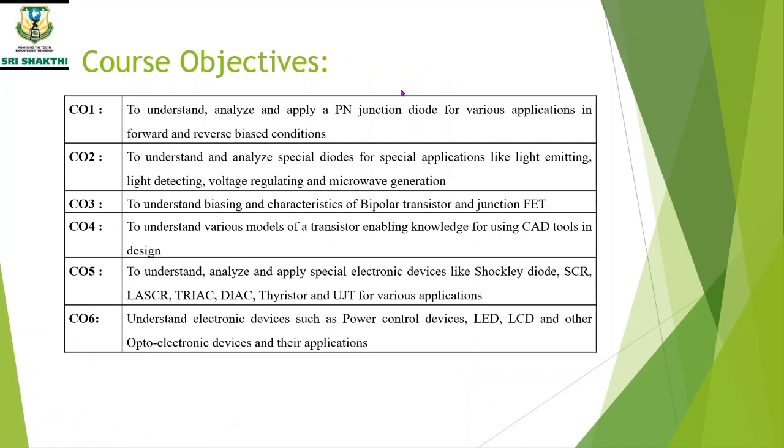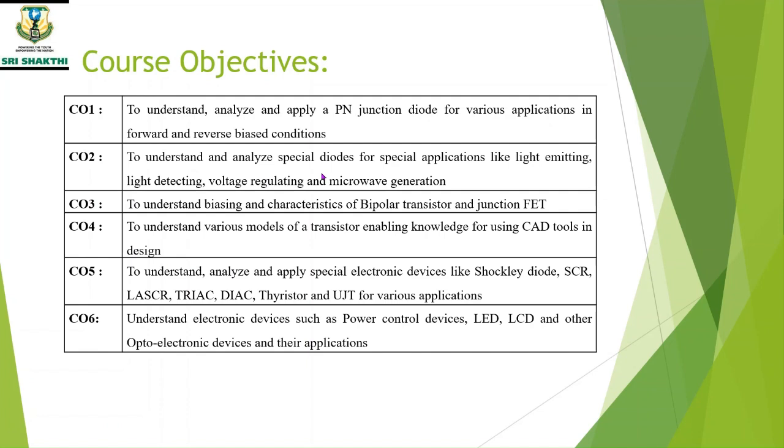So here we have defined the course objectives. Someone will ask you, what was the objective of the course electronic devices later, when you are in third year or fourth year, when you appear for an interview, what were the objectives? So you should be clear what all the objectives of a particular course when you study. So this course is making you understand, analyze and apply a PN junction diode for various applications in forward and reverse bias conditions. To understand and analyze special diodes, as I just now told you, Zener diode is used for specific purpose of voltage regulation.